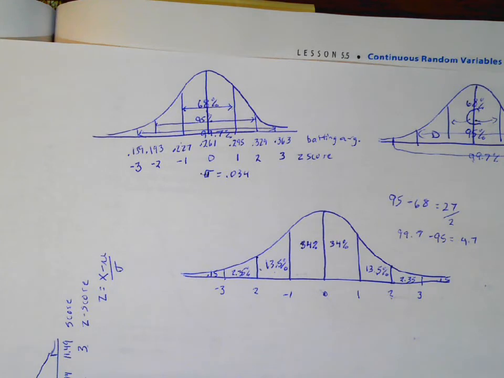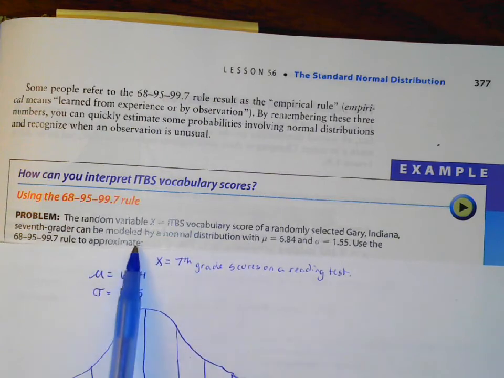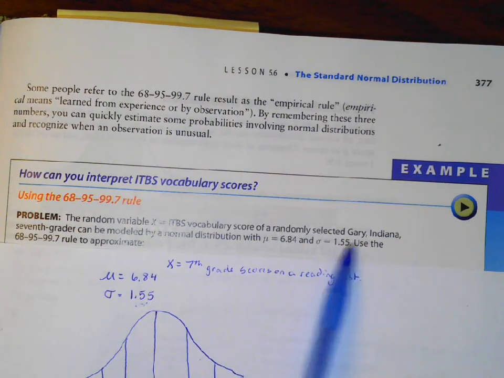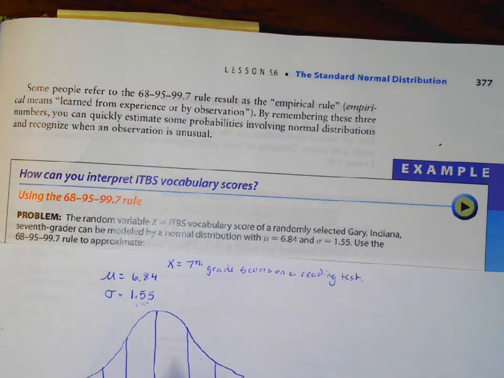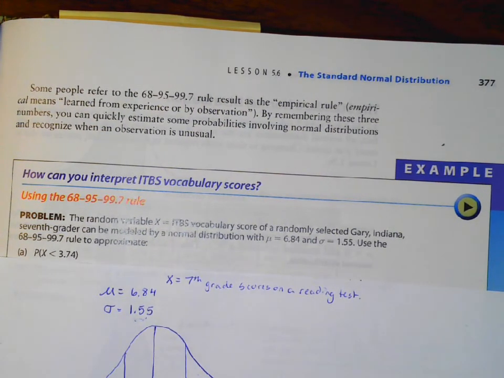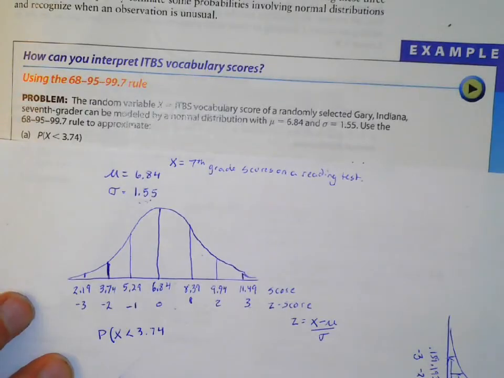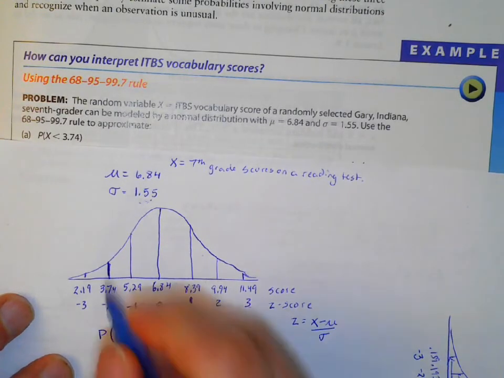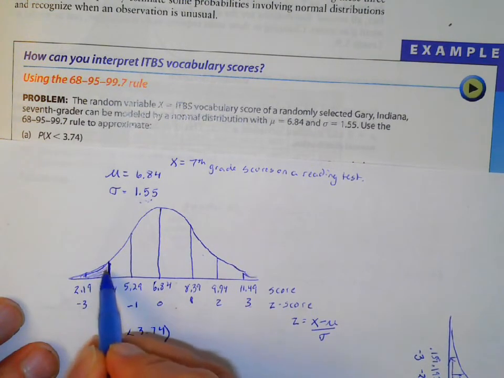So let's look at a problem with this. We had drawn this out already. If we take the 7th grade scores, we had our mean here with a standard deviation here, and we had drawn that out earlier. Let's find this. What's the probability that x is less than 3.74? Here's 3.74. We want to find this area right here.